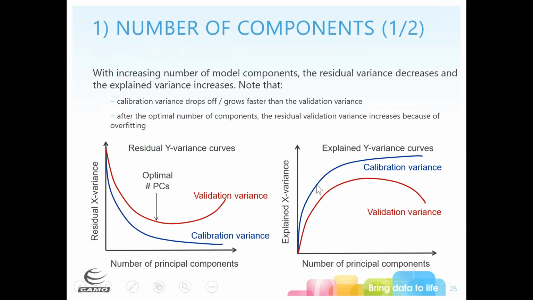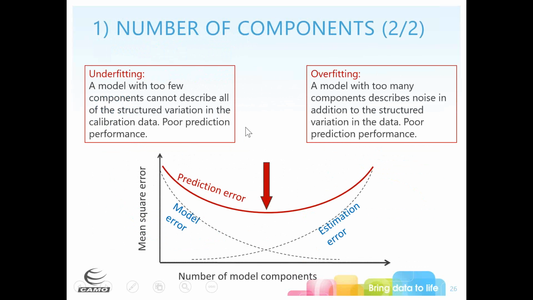By definition, that calibration explained variance will trend to 100 or 0 in this case. So when that diverges away, stop. You need to be careful. You do need to choose enough components to describe your structured variation in your data. If you don't, then you'll also get poor prediction performance. That's when you have error in your model.